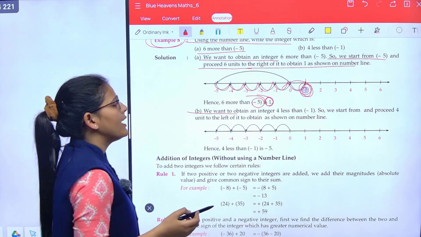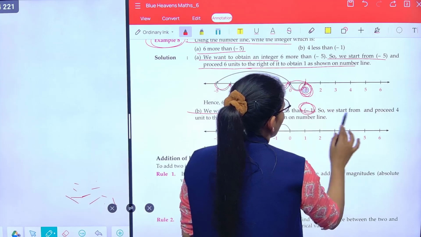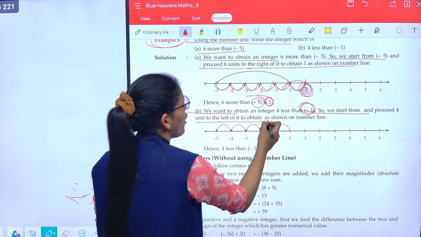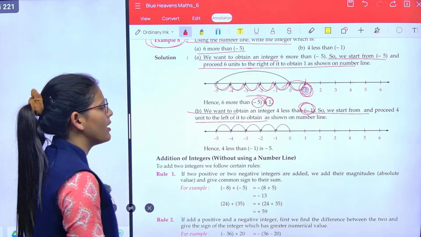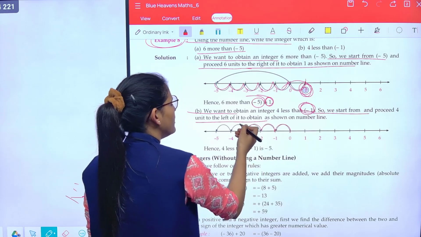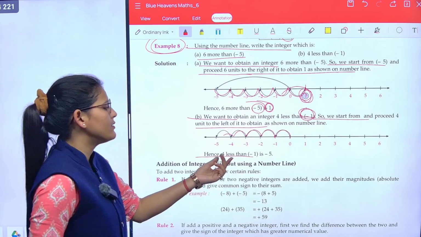We want to obtain an integer 4 less than minus 1. So we start from minus 1 and proceed 4 units to left of it to obtain the answer as shown on number line. Now class, you can see here 1, 2, 3, 4. So hence 4 less than minus 1 is the number reached.